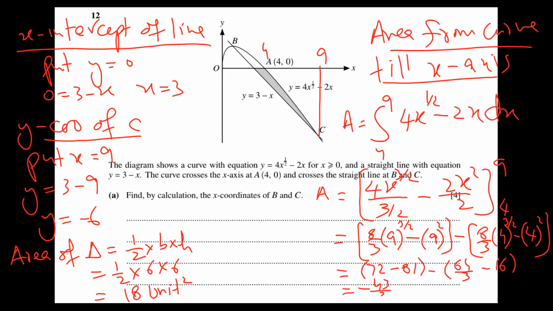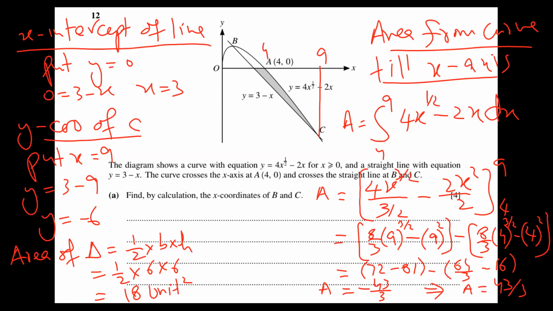But you know, negative is not possible. Why? Area above the x-axis is positive and area below the x-axis is negative. This negative is coming from below the x-axis, which is why I will eliminate the minus sign. Area is never negative, so the area becomes 43/3, positive.